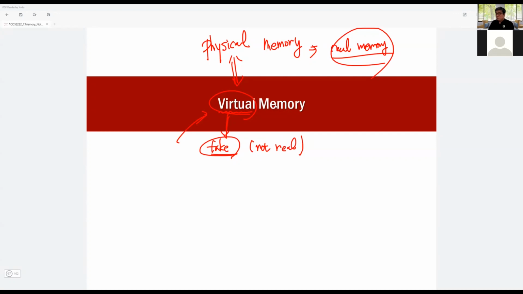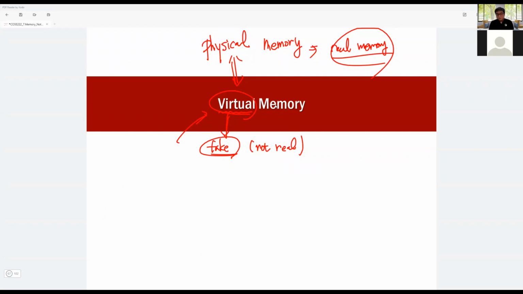But virtual memory is a very fundamental system for the memory hierarchy, and this technique is used in most processors. Usually smartphone processors or desktop or laptop processors use this virtual memory technology or virtual memory mechanism. Okay, so let's learn about virtual memory.